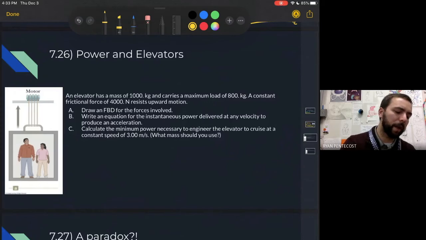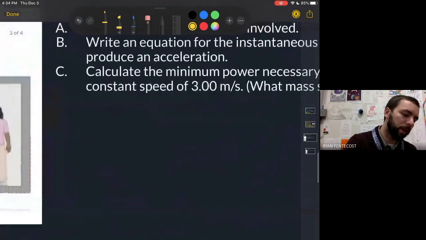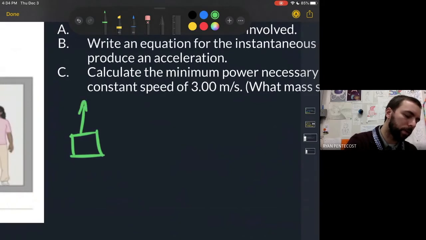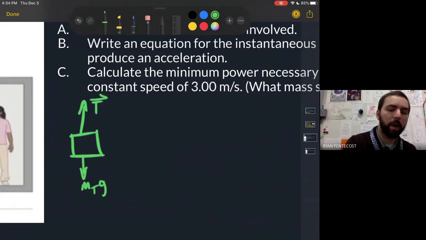This elevator has a mass of 1,000 kilograms and can carry a maximum load of 800 kilograms. It has a constant frictional force of 4,000 newtons resisting upward motion, so we know it's going up. Draw a free body diagram for the forces involved. So let's see what we've got. We've got tension in a cord pulling it up. You've got, let's just say, mass total times gravity. Let's say it's 1,800 kilograms, maxed out. And then we have a friction force of 4,000 newtons.